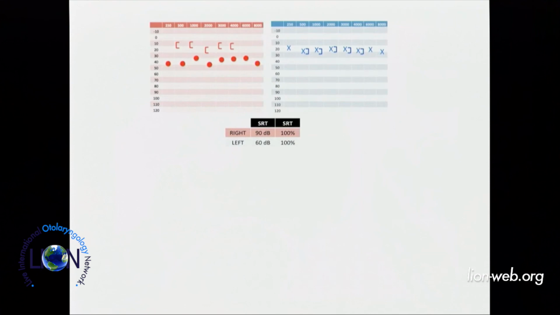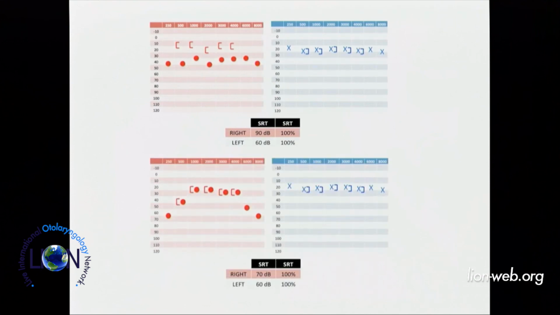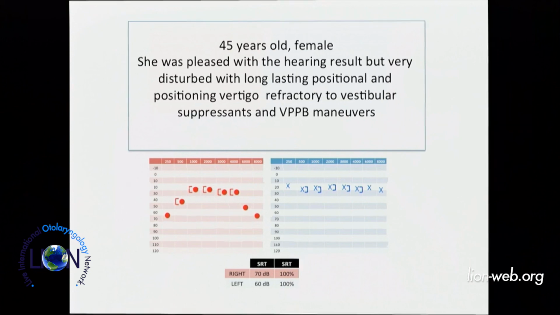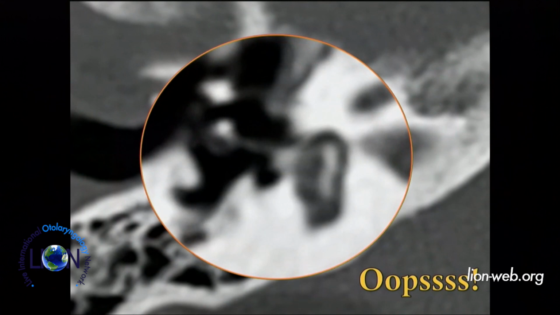This patient with this hearing loss, she had a stapes surgery, had a pretty good hearing result, but had positional vertigo refractory to vestibular suppressants and maneuvers. And this patient had, as you can see, the whole stapes inside the vestibule. It's incredible that the hearing was so good, and of course this situation happened.